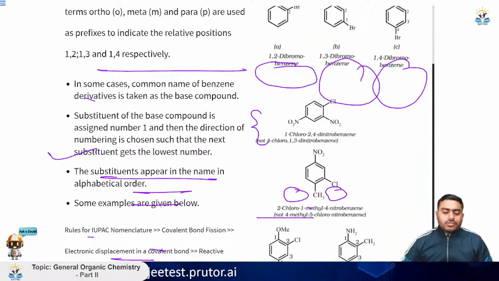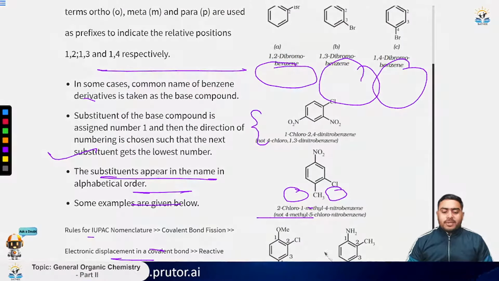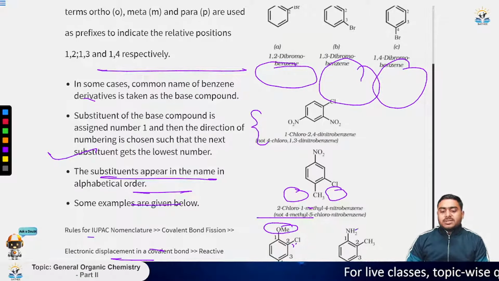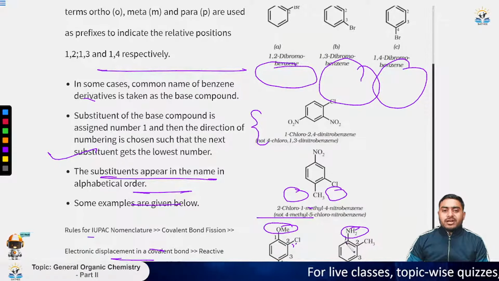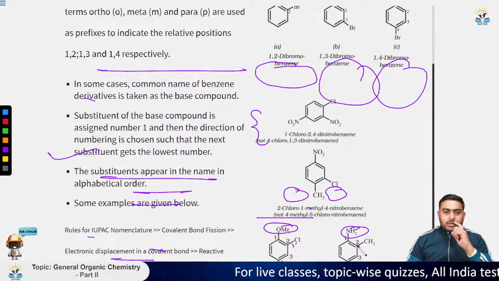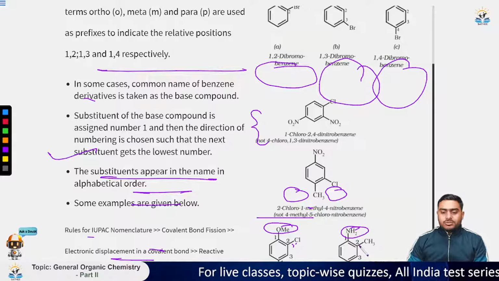You can see like this, OMe and Cl on anisole. This is anisole. With this anisole, while writing the nomenclature, it should be 2-chloro-4-methylanisole, like this. Similarly, this is aniline, so we have to provide number 1 to this substituent, the substituent of the base compound. I hope this is clear.